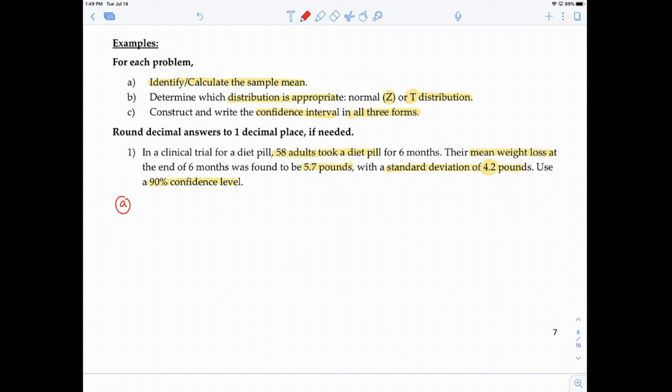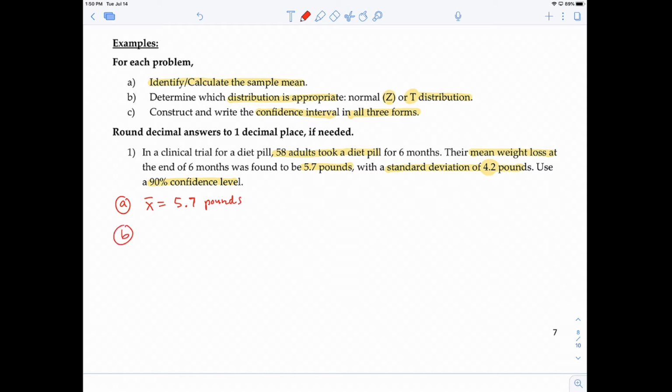All right, so question A says identify or calculate the sample mean. So in this problem, we don't need to calculate it because it's already given, right? So we just need to identify. So the sample mean, in the sample of 58 adults, their mean weight loss was 5.7 pounds. So X bar is equal to 5.7 pounds.